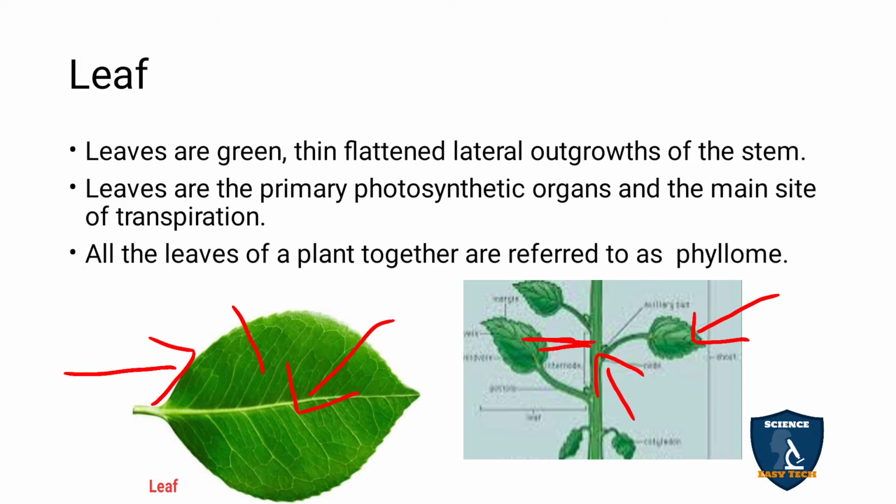Leaves are the primary site for photosynthesis and transpiration. Through photosynthesis, they are able to prepare their own food. Transpiration means the excess water will be lost. That process is known as transpiration. So the loss of water in the form of water vapor that takes place through leaves is called transpiration. All the leaves of a plant together are referred to as phyllome. So the entire leaves, the entire portion in a plant where the leaves are covered, is called phyllome.